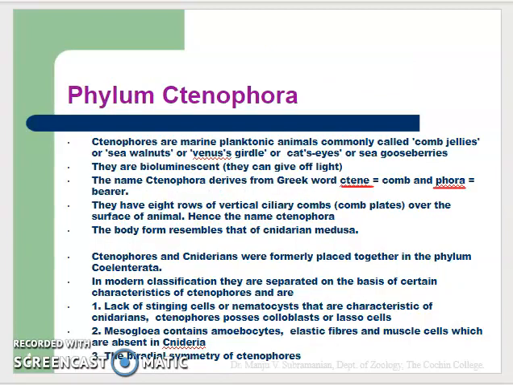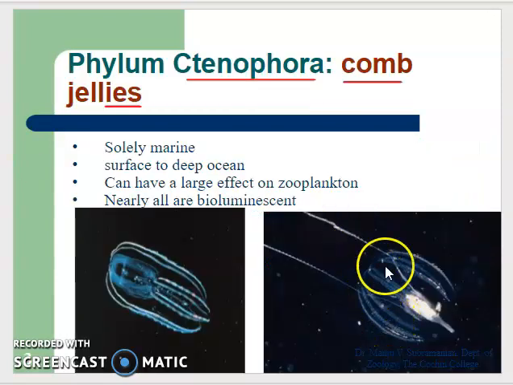The Ctenophores are usually marine organisms. They are also called sea gooseberries, sea walnuts, comb jelly, Venus girdle, cat's eye, etc. A lot of pet names are there for the members of this phylum Ctenophora. And the most important feature is their bioluminescent property, that is, they can give off light. You can see in this picture, this organism is giving off light.